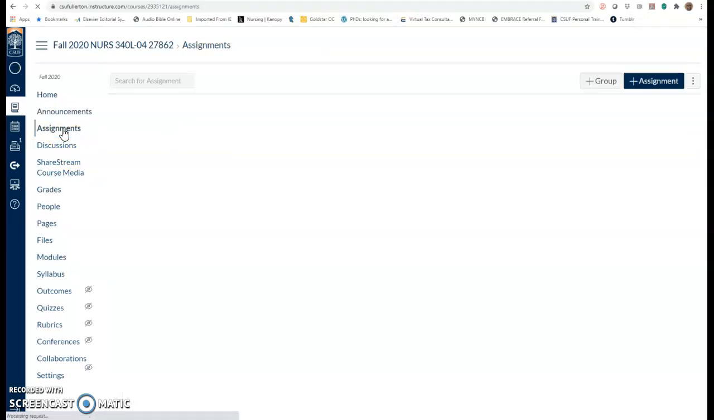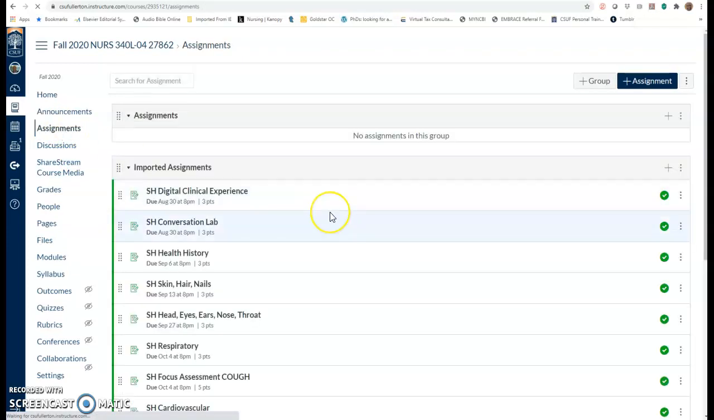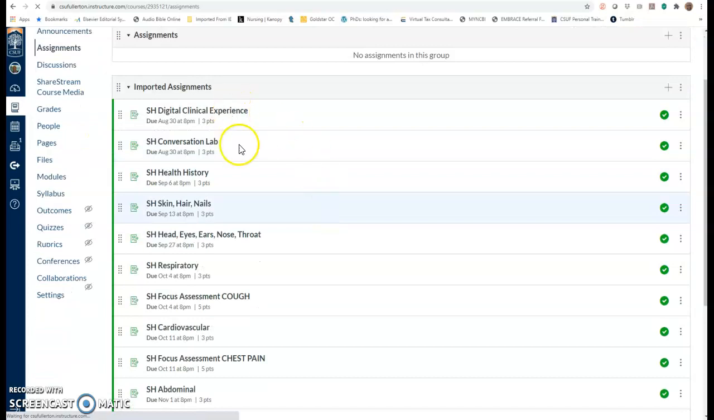You can again click through the tabs and see what's here. All of your Shadow Health experiences are under the assignments, and they're nicely laid out for you. You can see all of your due dates here again. You should be working on these first few between now and the times that we meet.